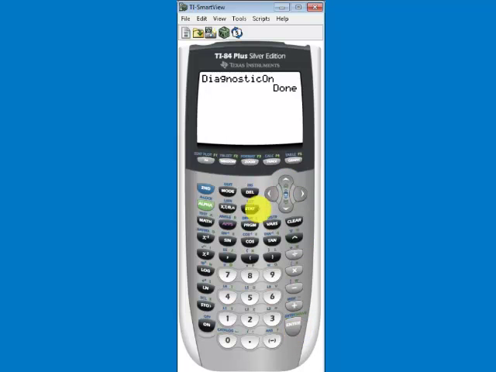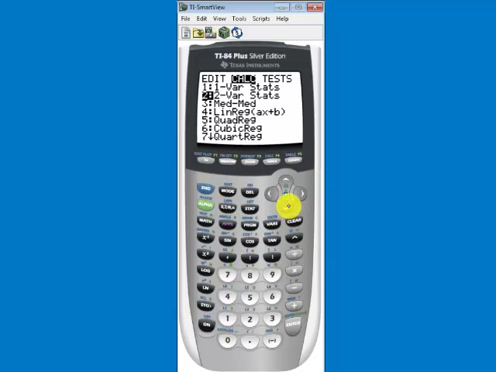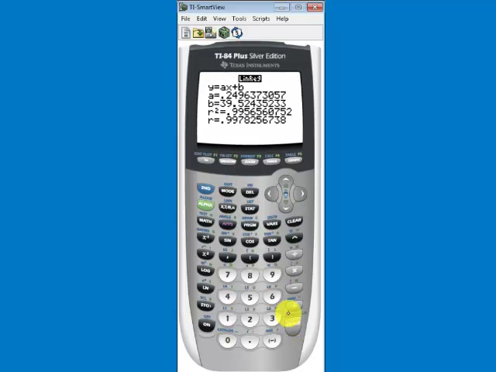But if you repeat the process, stat, right arrow, 4, calculate, or just enter on the TI-83 Plus, it should give you the R squared and the R at that point. Once your diagnostic is on.